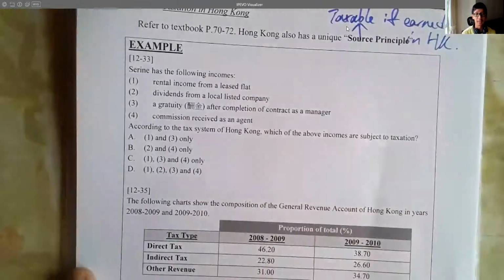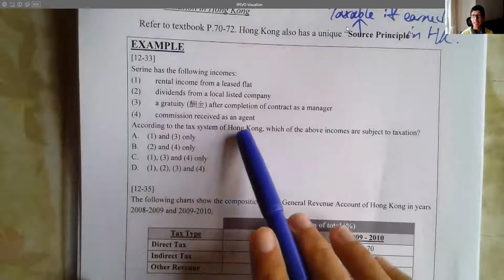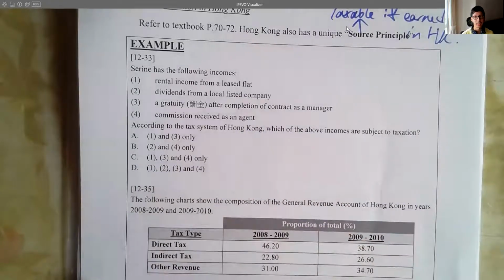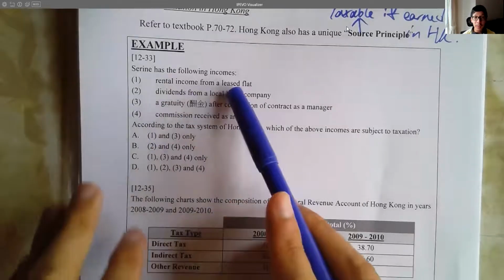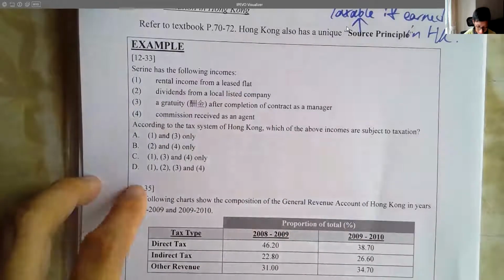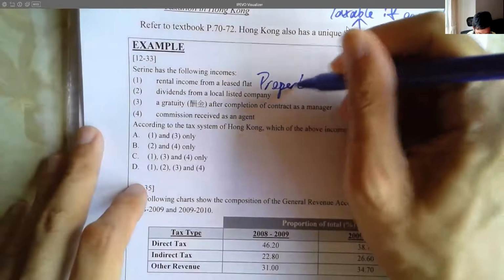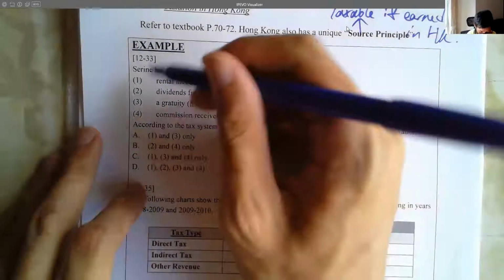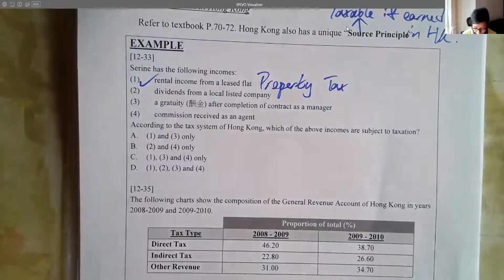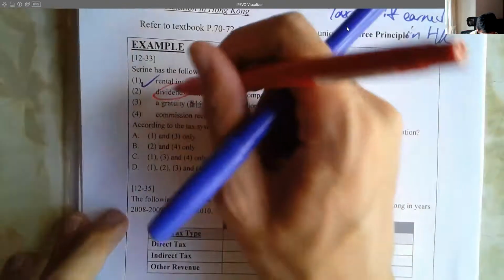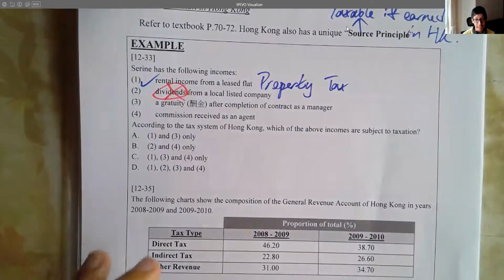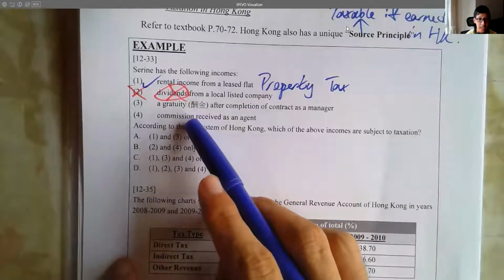Now, let's go back and do it in chronological order, shall we? Here, 2012, Serene has the following incomes. According to the taxation system in Hong Kong, which of the above are subject to taxation? Let's see. First, the rental income from a leased flat. Remember, rental income would be property tax, so yes, this is taxable in Hong Kong. Second, remember, in Hong Kong, dividend is not taxable. We do not have a dividend tax. So no to number 2.